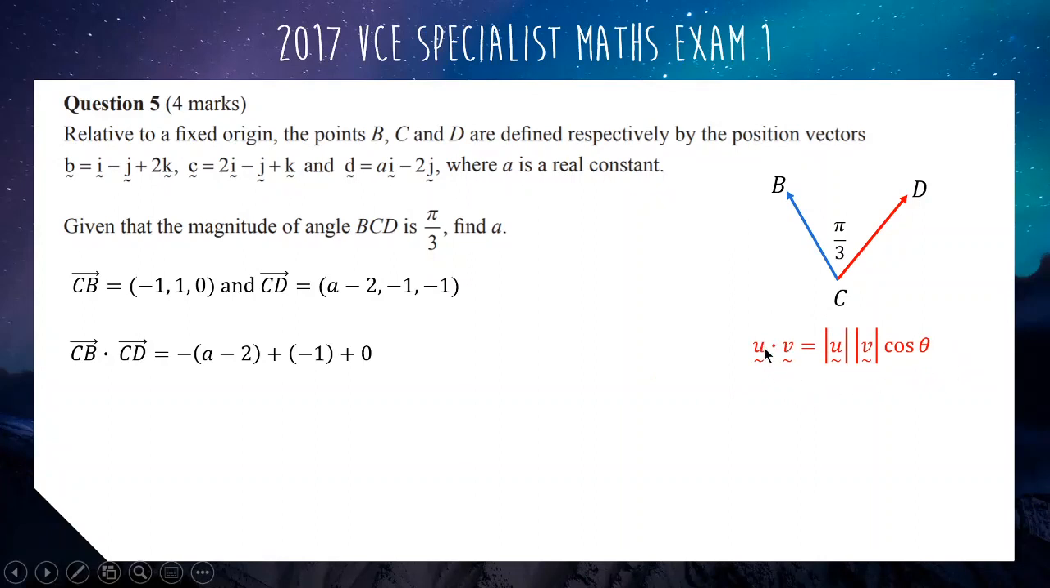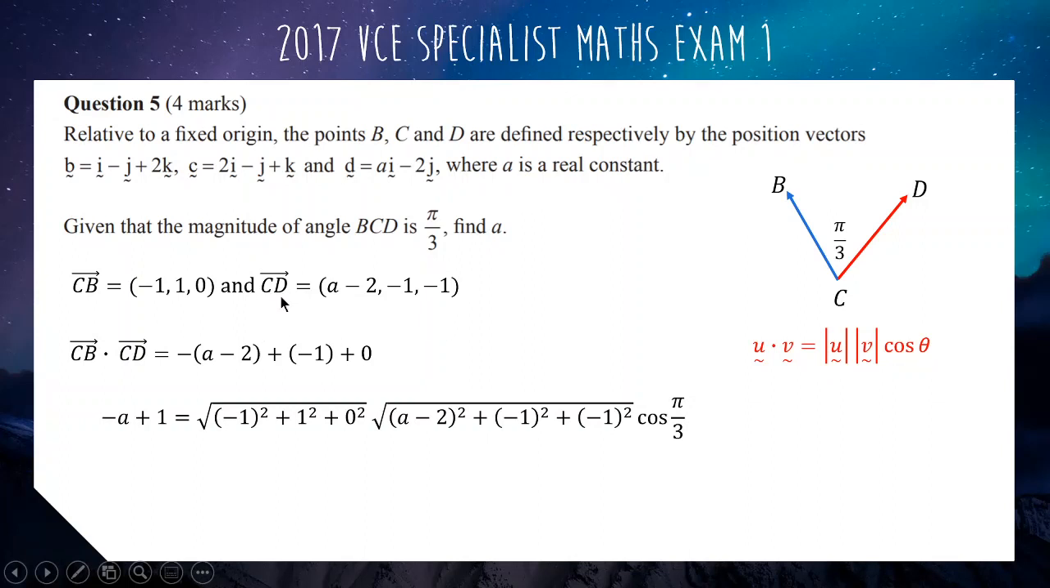We have our dot product equal to the product of the magnitudes multiplied by cosine of the angle between them. So the left-hand side we just did, we've got minus a plus 2 minus 1, so we get minus a plus 1. On the right-hand side, we're doing the magnitudes, so we're squaring and summing and square rooting the components. Okay, hopefully that's pretty clear what I'm doing there. And of course, we've got cos of pi on 3. We already know the angle. We are trying to find A.